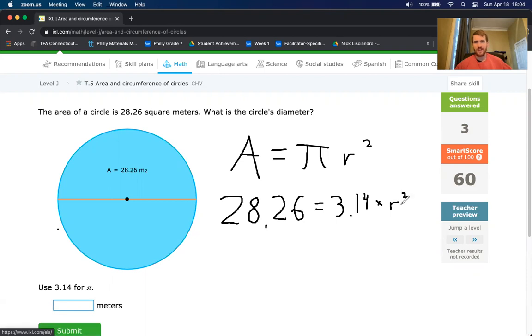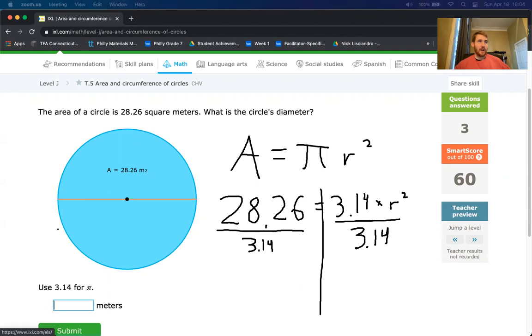So same as before, I'll just do this whole problem, why not? Same as before, we're going to divide by 3.14 to get r squared by itself. We need to use algebra here. We want to get the r squared all by itself. And if it helps, you can draw the line down the middle, because remember, whatever you do on one side of the equal sign and one side of the line, you have to do it on the other.